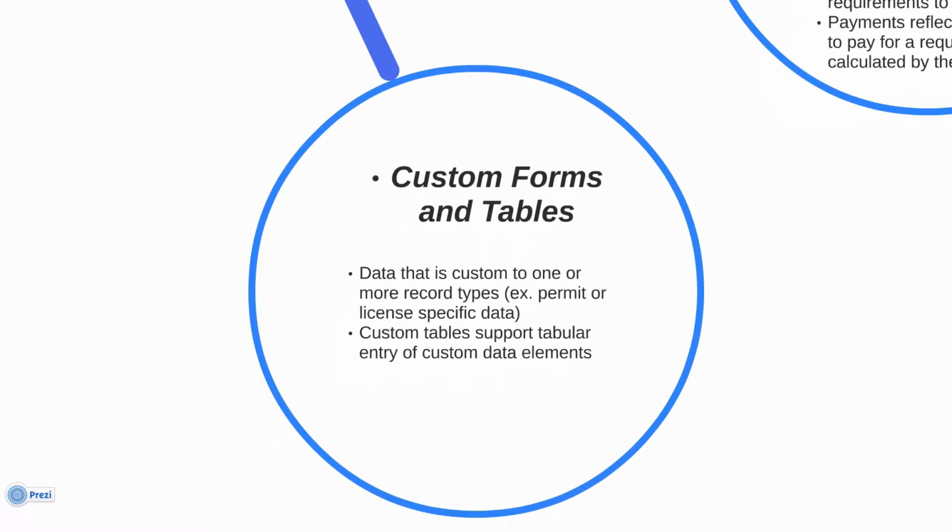Things like on a building permit, I might be capturing square footage, number of floors, things of that nature. But on an electrical permit, I'm not going to be capturing square footage. I'm going to be capturing number of fixtures, number of outlets, things like that. So I capture that using custom tables and forms.